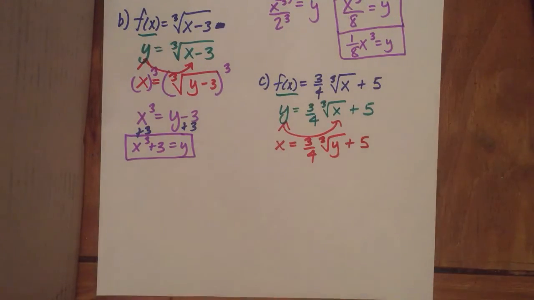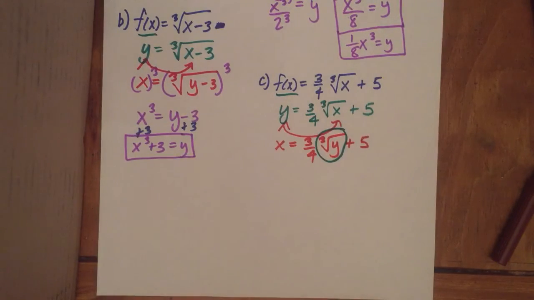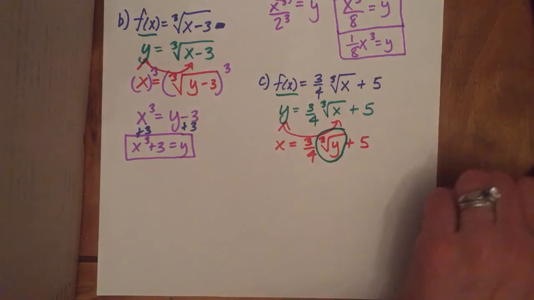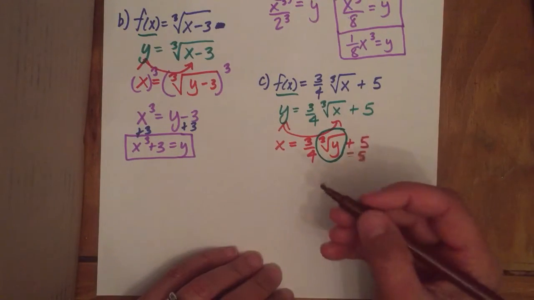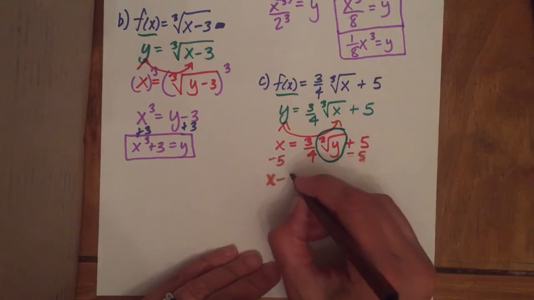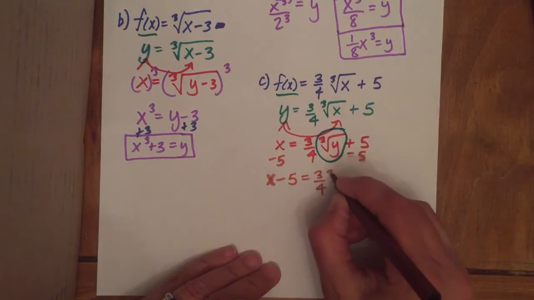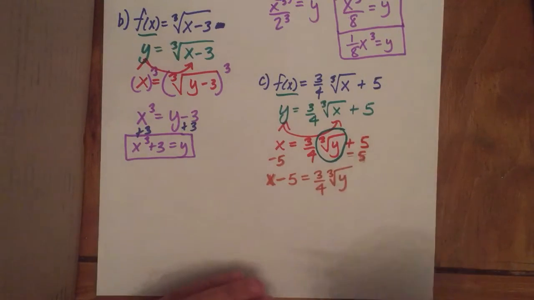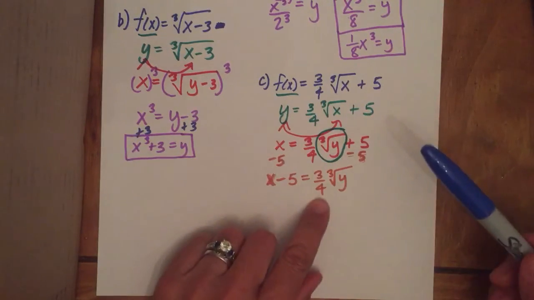So I'm going to move on, and keeping in form with everything else, I want to isolate the radical. I always circle the term I want to isolate. That helps me out. So the first thing I'm going to do is subtract this 5. Apologize for the marker. So x minus 5 equals 3/4 cube root of y. So my next question is going to be, how do I get rid of that 3/4?